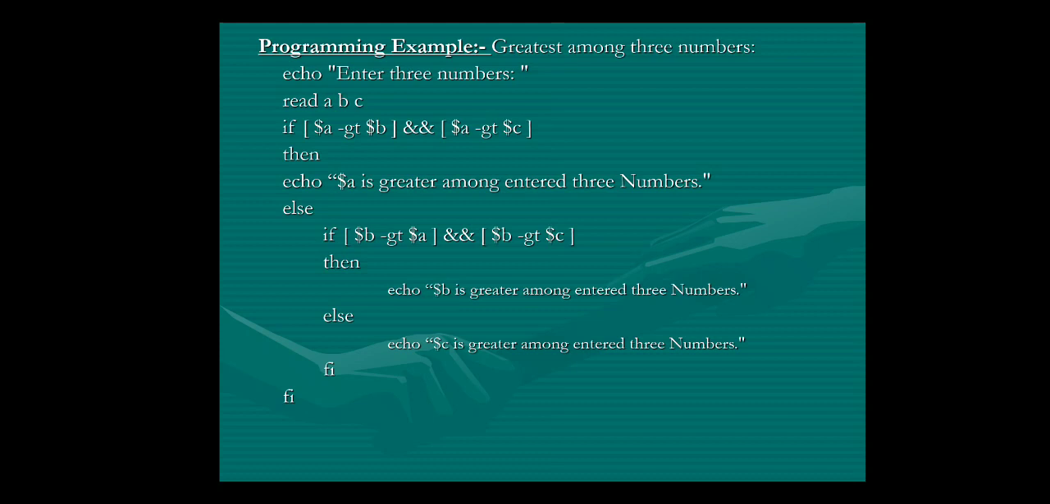Now let us see the third line of the program in which we will check if $a is greater than $b and if $a is greater than $c. So if both conditions are true, then the value in variable a is greatest among the entered three numbers. And in the 6th and 7th lines we nested the if statement in the else part in which we are checking that $b is greater than $a and $b is greater than $c. If both these expressions are true, then $b is greatest, else $c is greatest among the entered three numbers.